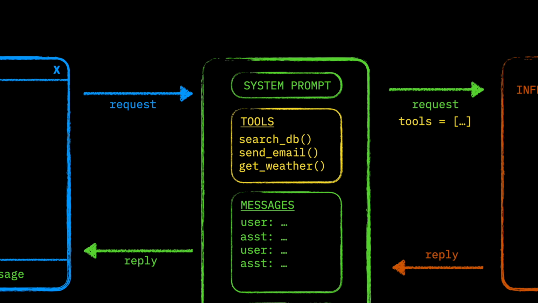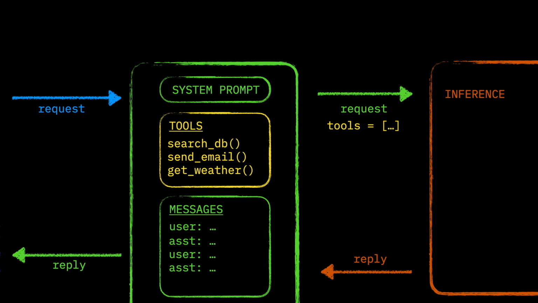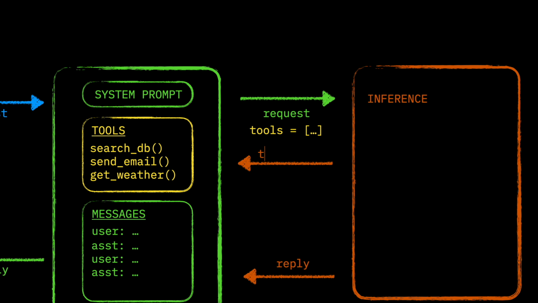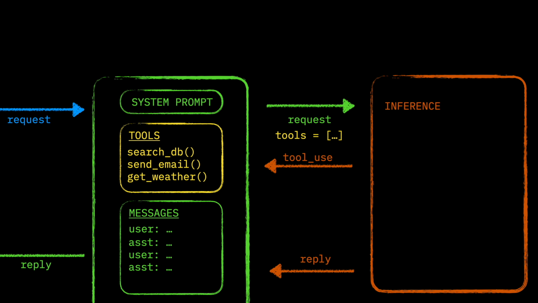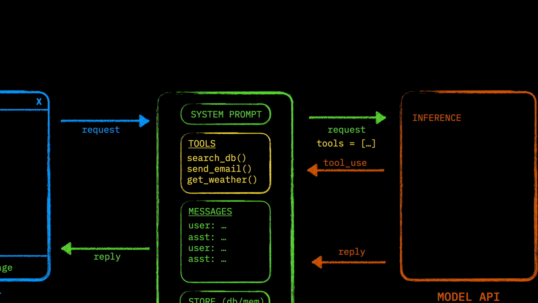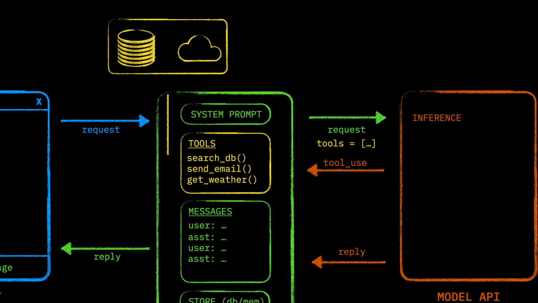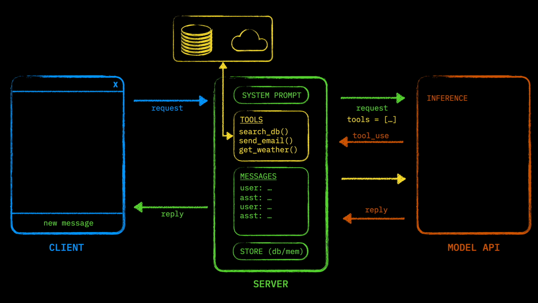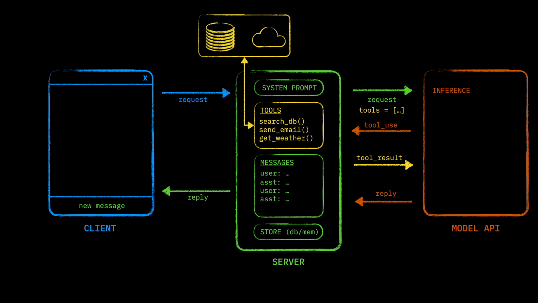And the model gained a new kind of response. Instead of replying with text, it can reply with a tool use, a structured request that says, call this function with these arguments. The model doesn't run the tool. It can't. The server runs it, queries the actual database, hits the actual weather API, and sends the results back to the model as a new message. Then the model continues, maybe with another tool call. This loop can happen multiple times before the user ever sees the final answer.